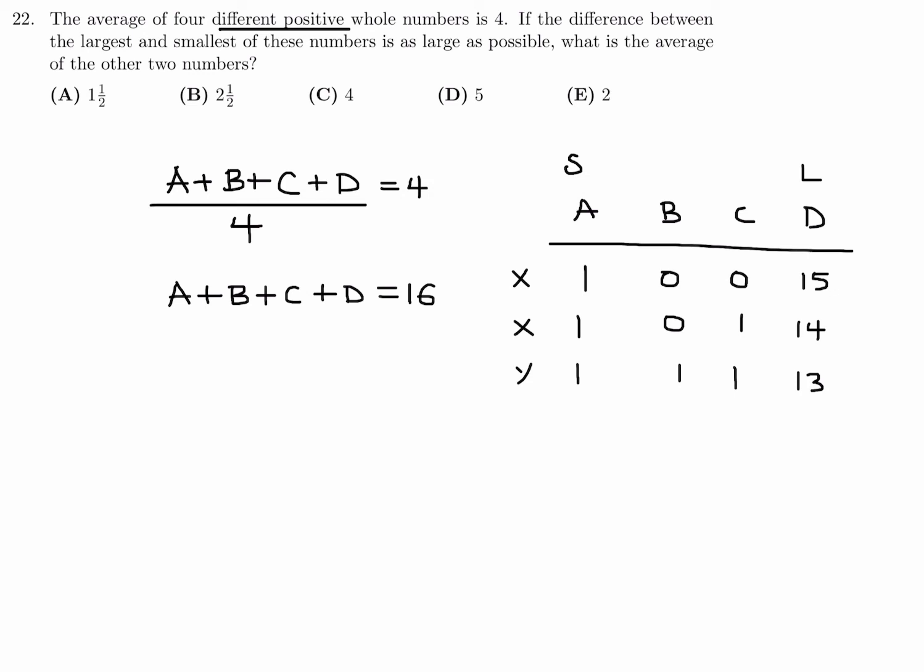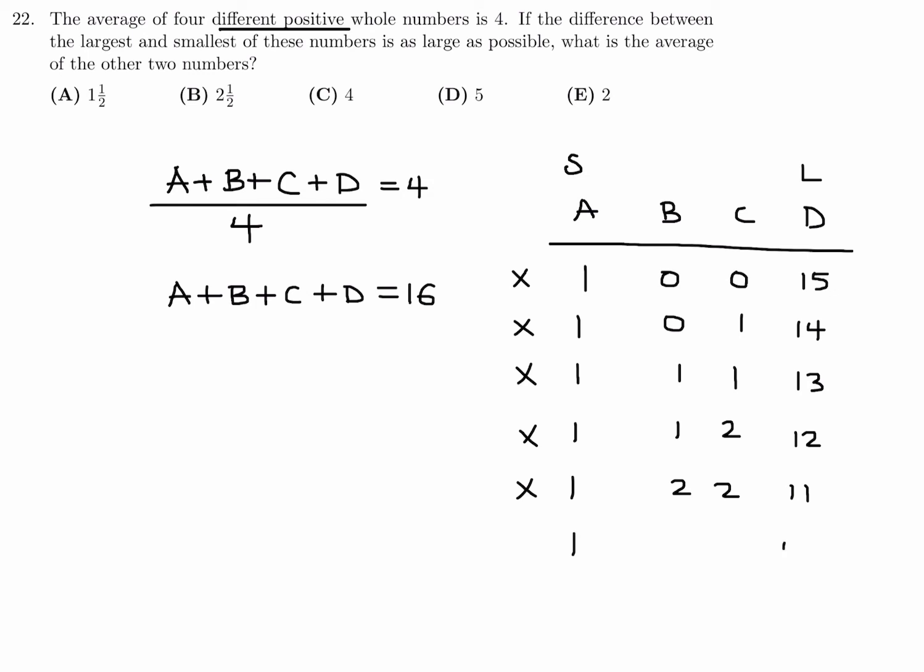Okay, let's keep going. How about 1 and 12? Is that going to help me? Sooner or later, we're going to get something that works. 1 and 12, well, that means B and C have to add up to be 3. And the only way to do that without a 0 is 1 and 2. Well, again, we don't have 4 different numbers. Let's try 1 and 11. That means B and C would have to add up to be 4. And the only way to do that without zeros is 1 and 3 or 2 and 2. And neither of those scenarios give me 4 different numbers.